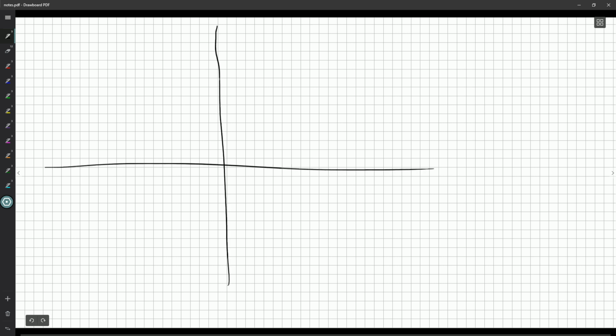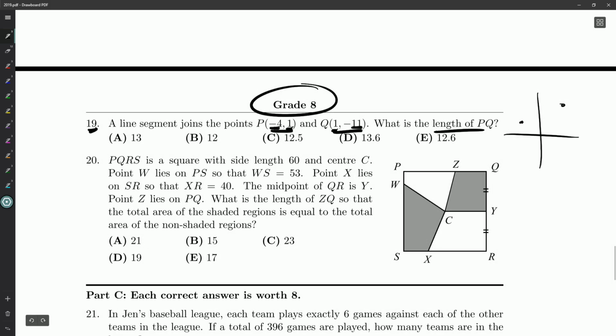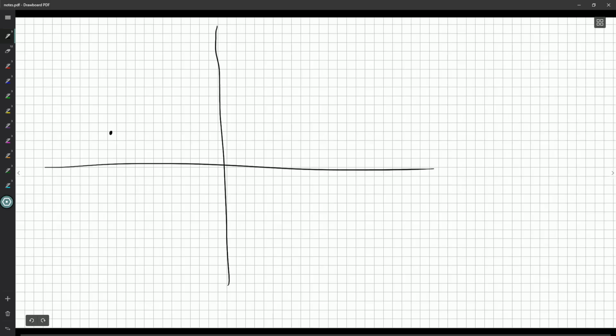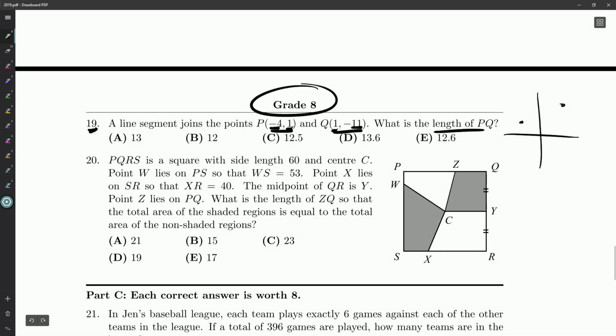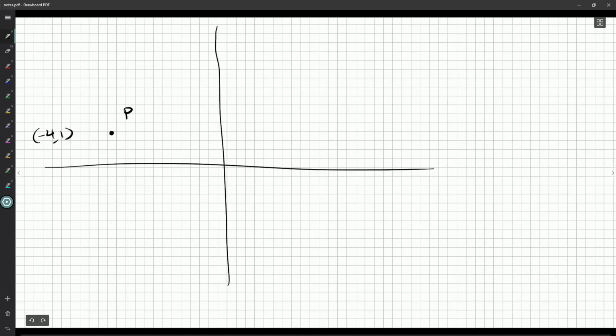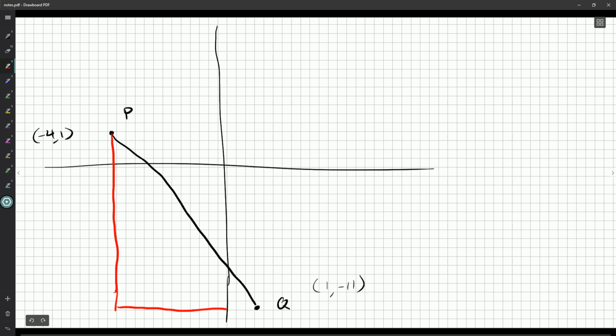So negative 4 and 1 is where P is, somewhere around here. And then Q is at 1, negative 11, so way down here. Now we want this line segment. It's kind of hard to tell, but what we can do is drop a nice little right angle triangle down here. Just like the coordinate axes, these are perpendicular.